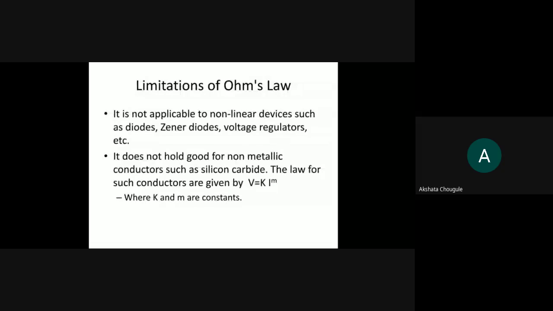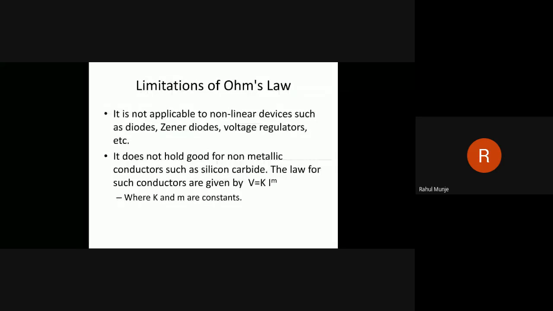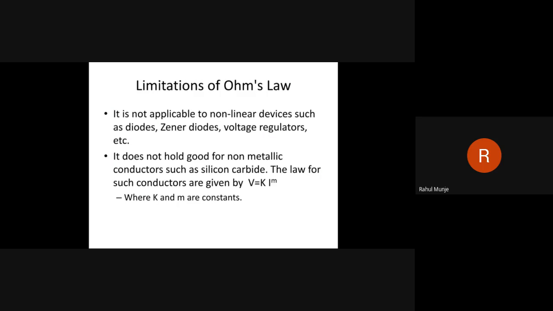Can anyone say what the term non-linear means? It means it does not have a linear relation between current and voltage. You were very close actually. Let me just tell you. It will not have a linear relation between current and voltage, which means a non-linear relation between V and I.